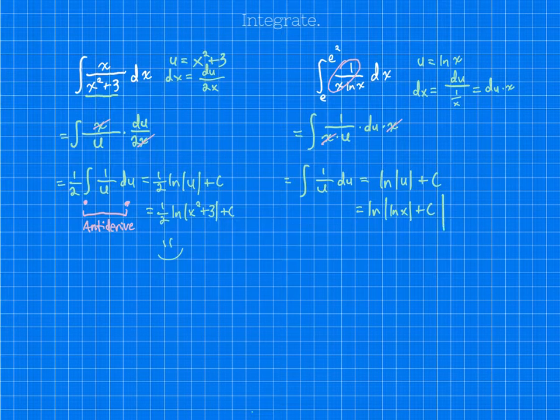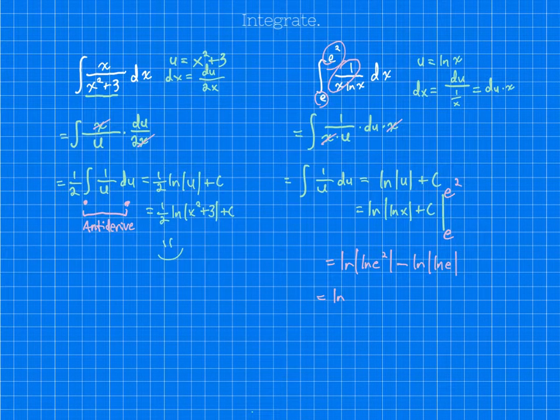And we are doing this integral because we've got these bounds here. We're going from e to e squared. So we better plug this stuff in right here. So ln of ln of e squared minus ln of ln of e.